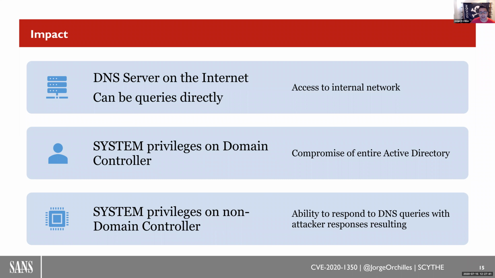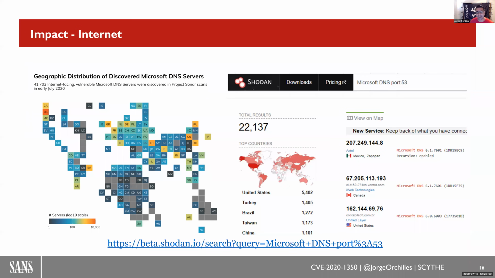Lastly, if you are running Windows DNS Server on a non-domain controller, on a member server, the attacker is going to get system level privileges there. So generally what an attacker would do in this case is dump credentials, see if there's any other user with privilege on this system, and use that to move laterally. Now, I'll talk about exploitation, what I would do if I was malicious and found an exploit for this, in a couple slides. I do want to, just for completeness, talk about impact on the internet.